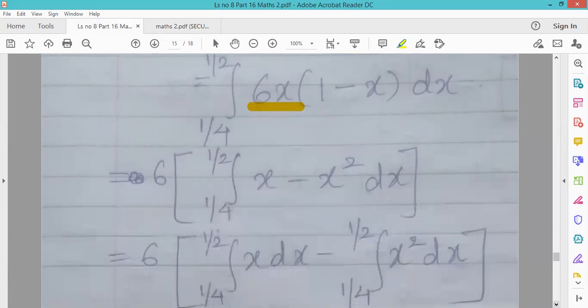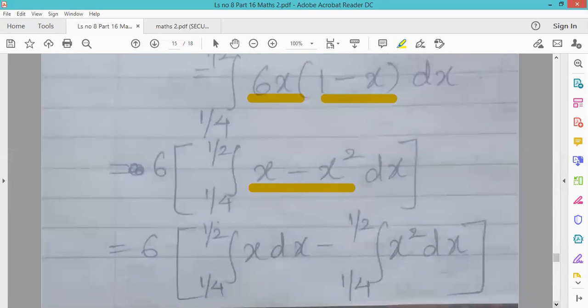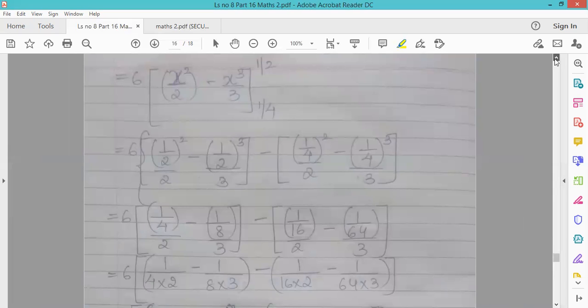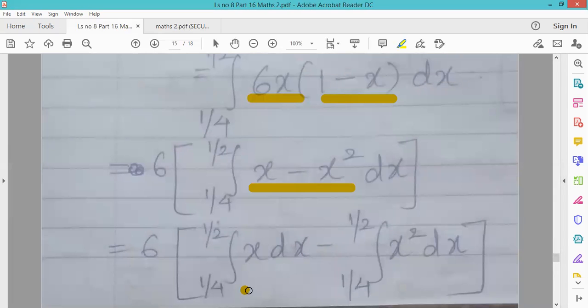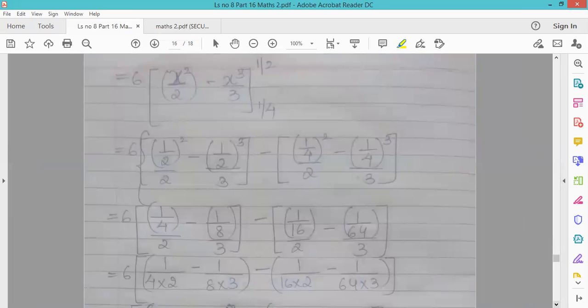You will multiply x with the bracket, open the bracket, so this will become x minus x square. As there is a minus sign in between, you will separate both the brackets. So you will get integral 1 by 4 to 1 by 2 x dx minus integral 1 by 4 to 1 by 2 x square dx. So integration of x is x square by 2, integration of x square is x cube upon 3. The integrals gets transferred to the right hand side.